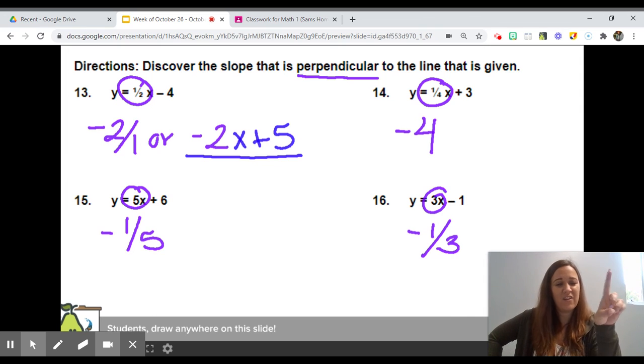But let's just do a brief recap. Parallel uses the exact same slope. So if it's negative, the other one's got to be negative, and the exact same numerical values for your rise over your run. Perpendicular is the opposite, and then also the reciprocal, which just means the flipped version of the slope, the rise over run.